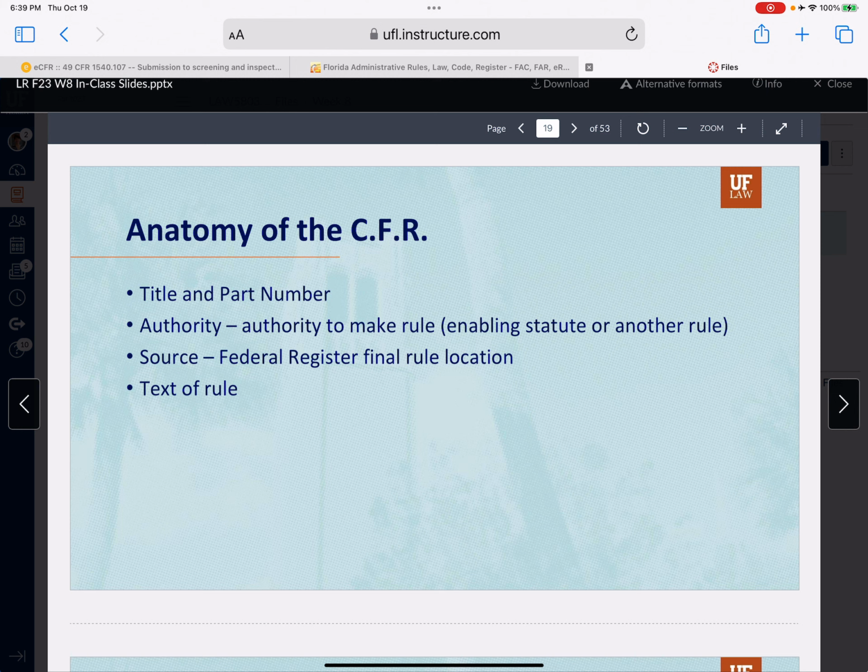in the Federal Register. Same as we did with the Statutes at Large and the U.S. Code, right? There's a history section in the U.S. Code that tells you what statute at large, what public law started in that situation, the legislative process that became that law. And then, of course, the text of the actual rule.